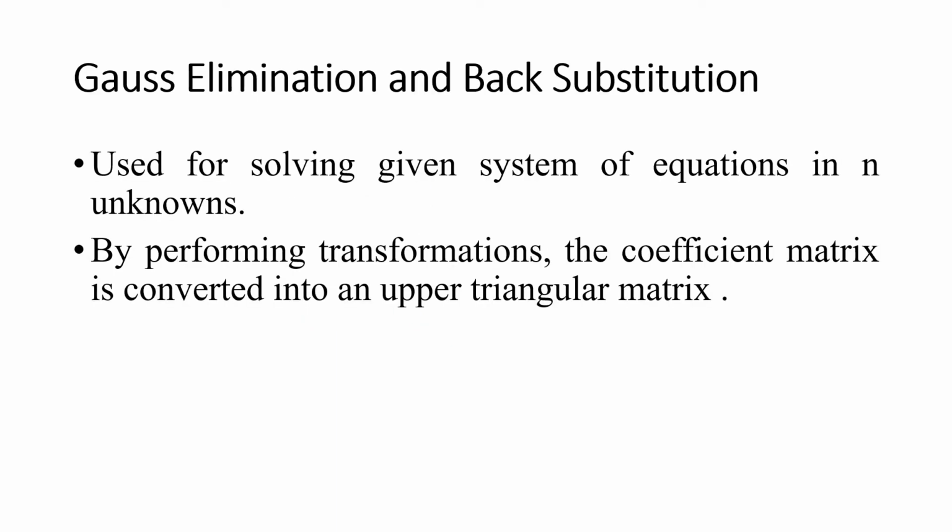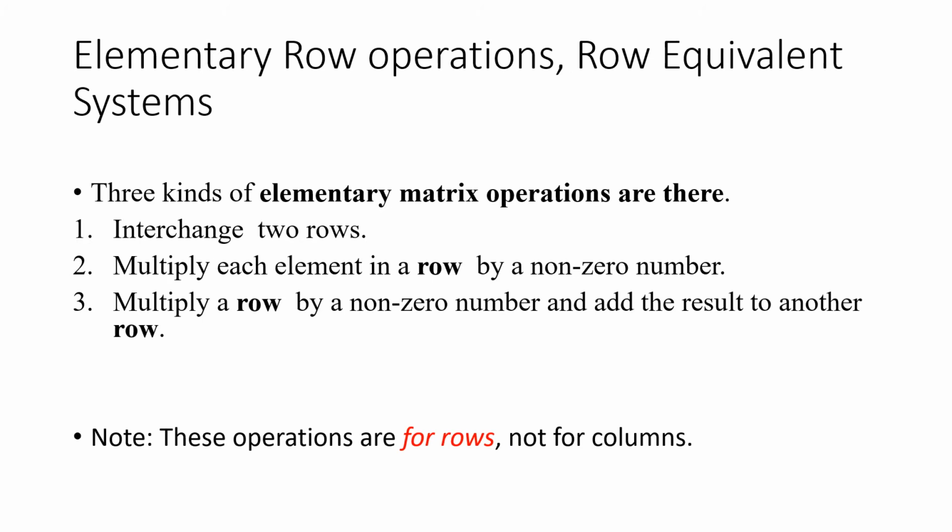Gauss elimination and back substitution is normally used for solving a given system of linear equations in n unknowns. Here, we will be performing some row transformations on the coefficient matrix to convert it into an upper triangular matrix. There are three elementary operations permitted on a matrix when performing the Gauss elimination method. They are: interchange two rows, or multiply each element in a row by a non-zero number, or multiply a row by a non-zero number and add the result to another row. These operations are for rows, not for columns.